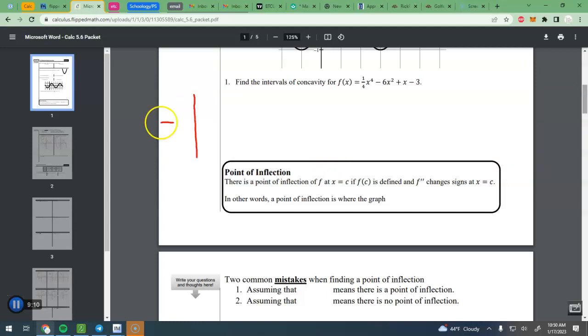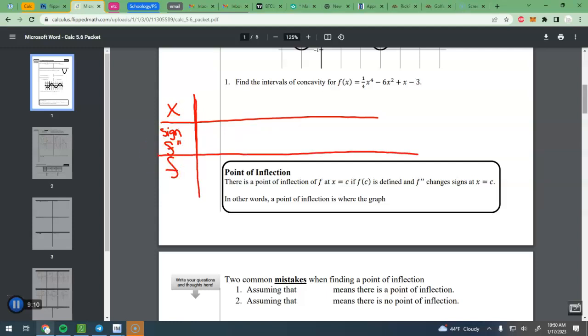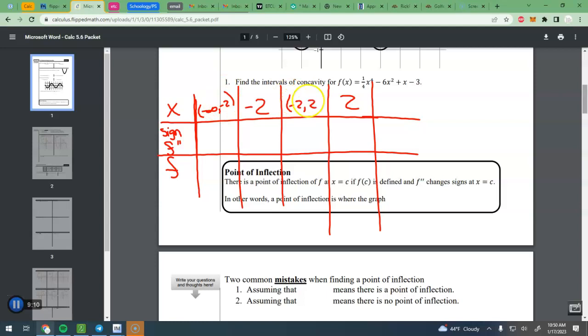Alright, so I'm going to make my chart, but I'm going to make it with the second derivative instead. So x, and then the sign of f double prime, and then what does that tell me about f? So I've got negative 2 and 2. So like negative infinity to negative 2, negative 2 to 2, 2 to infinity, and what was my second derivative? It was 3 times x plus 2 times x minus 2. This is easier for me to plug into, so I'll use that one.